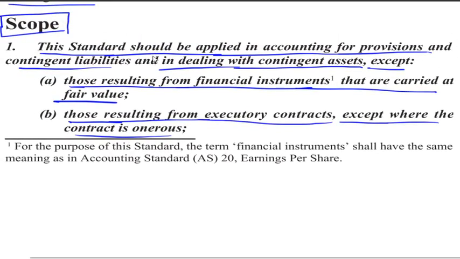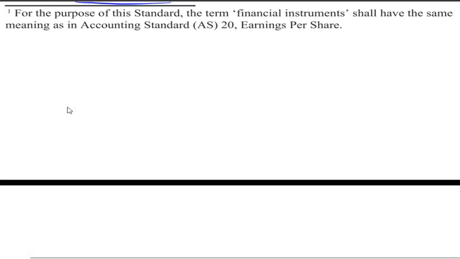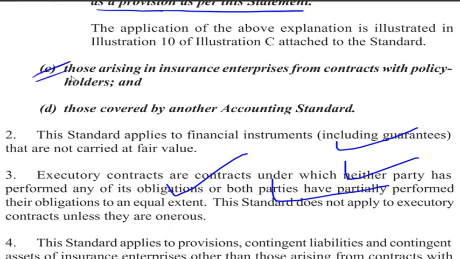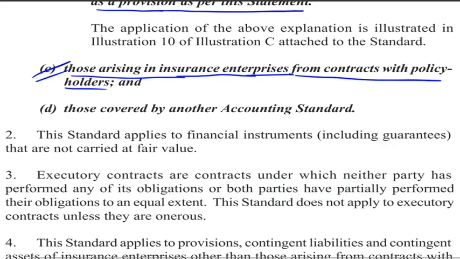So again, the standard should be applied in accounting for provisions and contingent liabilities and dealing with contingent assets, except those arising in insurance enterprises from contract with policyholders, except those covered by another accounting standard.